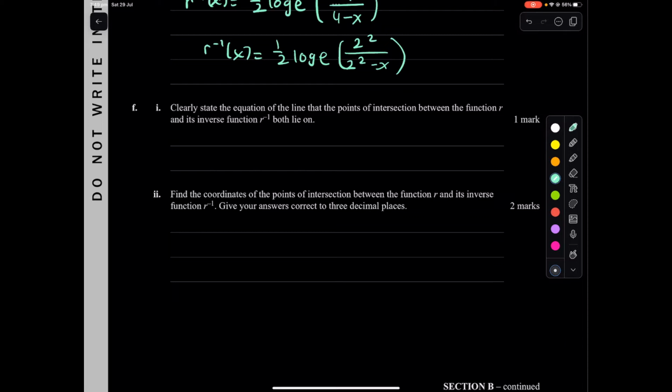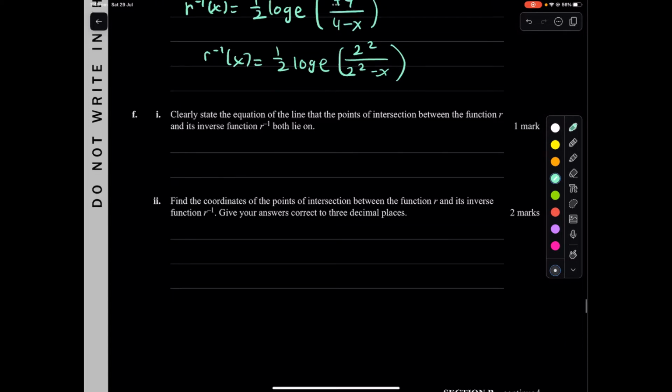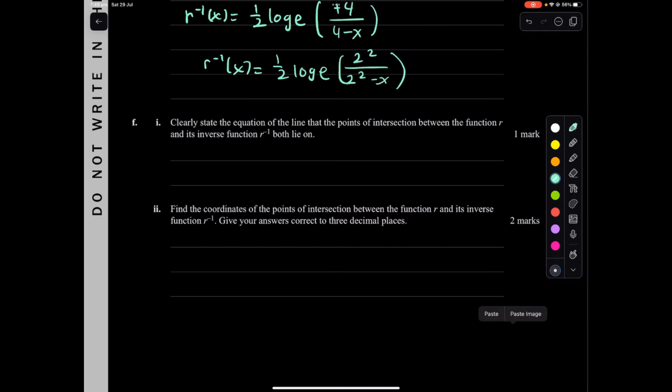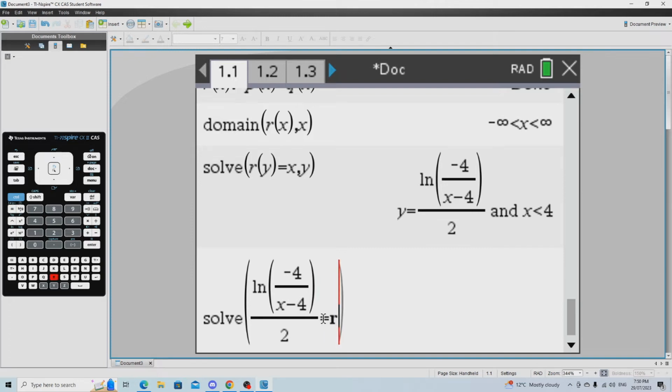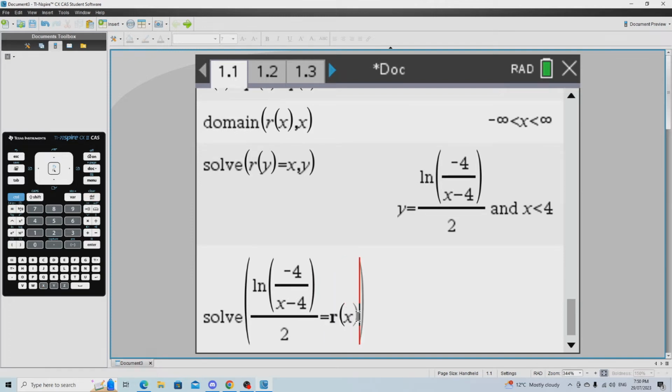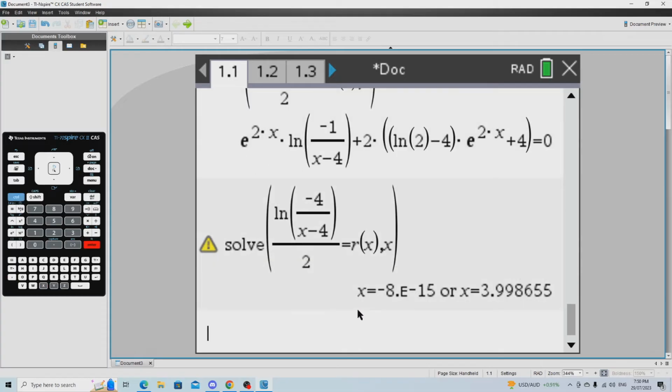Clearly state the equation of the line that the points of intersection between the function r and its inverse both lie in. So what we're saying is we want to solve where this function over here equals r of x. We get a very ugly function, and we get 2 solutions.